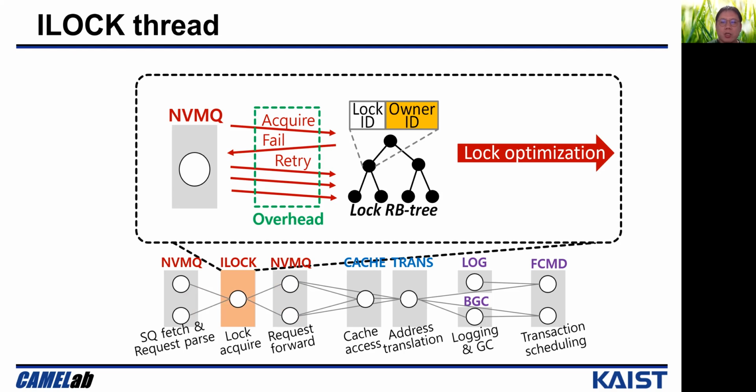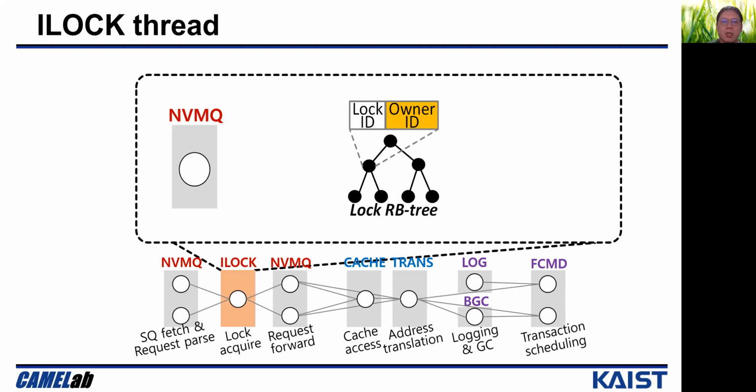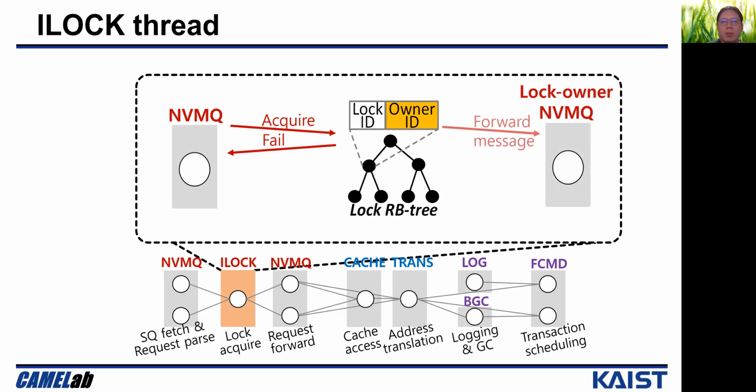To address the challenge, we propose a lock optimization. Specifically, we propose a forward method. If one NVMe queue cannot get the lock, iLock can forward the message to the lock owner. The lock owner will process the corresponding request on behalf of the NVMe queue threads that do not own the lock. This design can reduce the communication overhead.